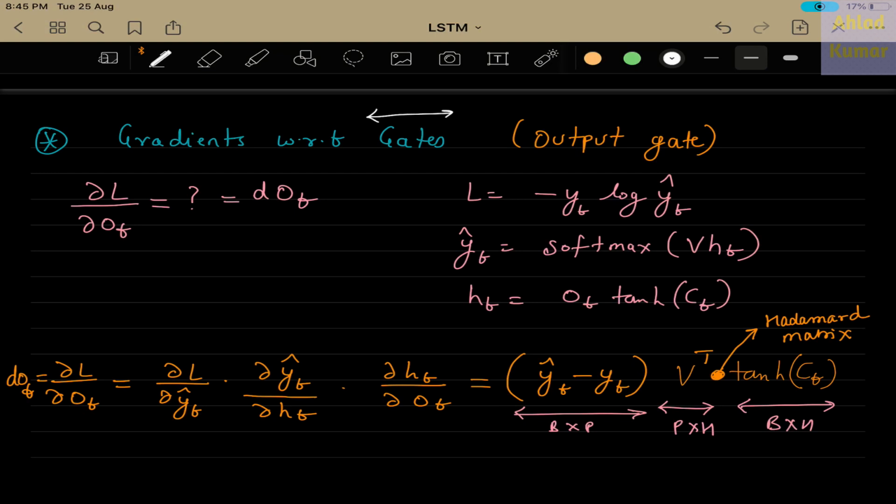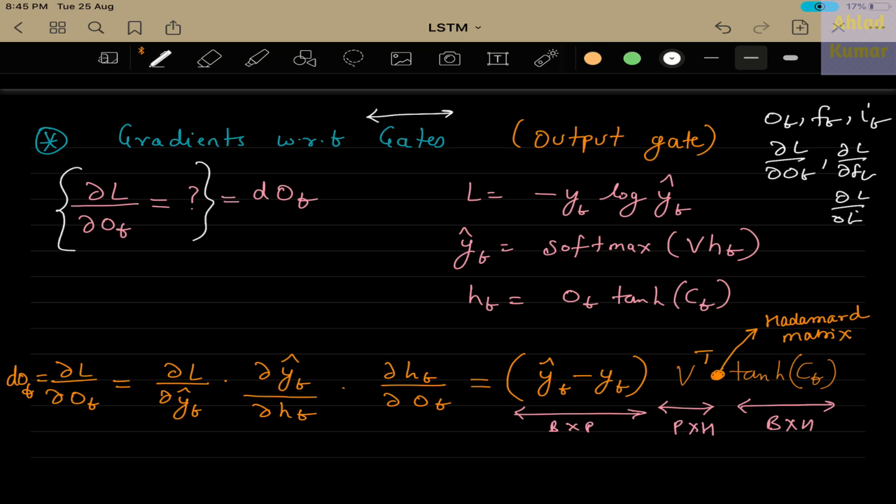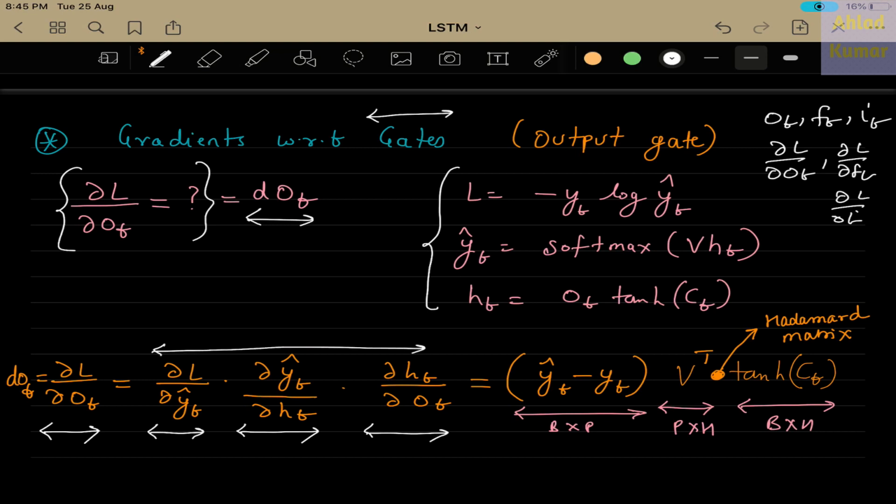So now we have three gates, one is OT, another one is FT, and then the third one is IT. So we have to calculate the losses with respect to OT, FT and IT. Let's calculate the derivative of the loss with respect to OT first, which we are calling DOT. Again, I am taking the relevant equations from the forward propagation of the LSTM architecture, and you can verify that if you want to calculate the loss with respect to OT, that will be the derivative of the loss with respect to Y hat T, then the derivative of Y hat T with respect to HT, and from HT to OT. So this is again a chain rule that you are following here, right?